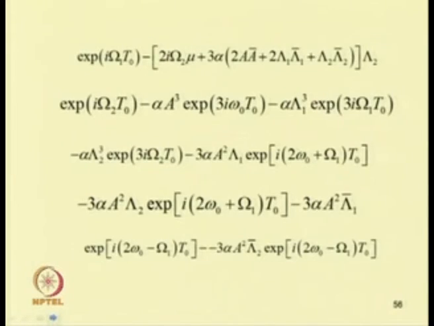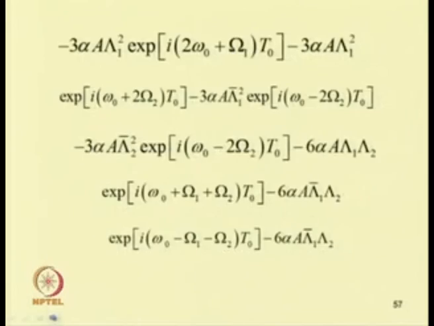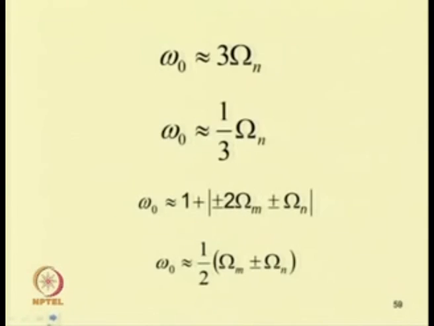While eliminating the secular terms, one should pay attention to the terms which lead to the secular term, mixed secular term or near secular term. For example, we have studied the superharmonic resonance, that is when 3 omega 1 is nearly equal to omega 0. Similarly, we can have other terms. So, one can see that we can have a number of resonance conditions.